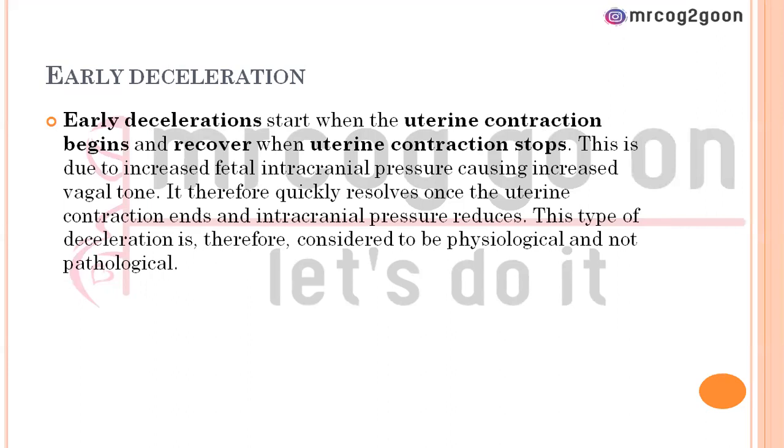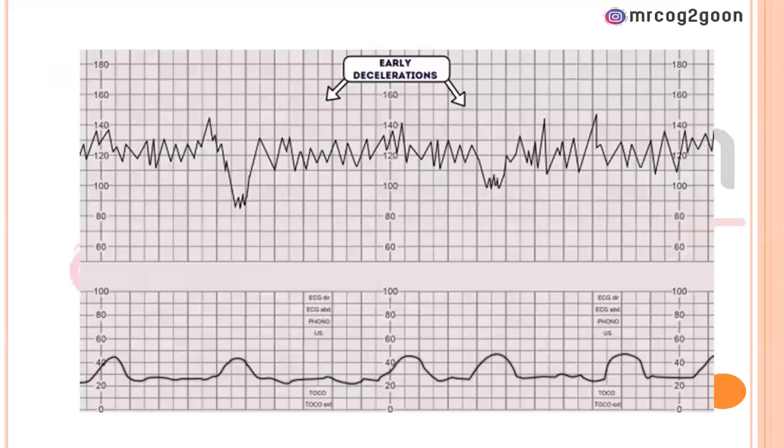With no concerning features, and for a few times, and this we will explain later, it can be a normal variant. If it doesn't have any concerning features, and if it is not lasting for a long time, this is a normal variant and we will not deal with it. And this is it. Look here, there is the contraction and here is the deceleration. Here is the contraction and here is the deceleration. This is not happening with every contraction. It's happening with every other contraction.